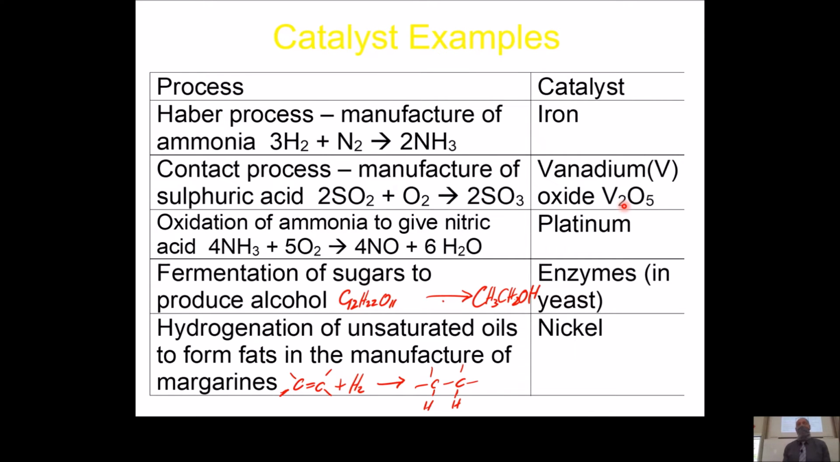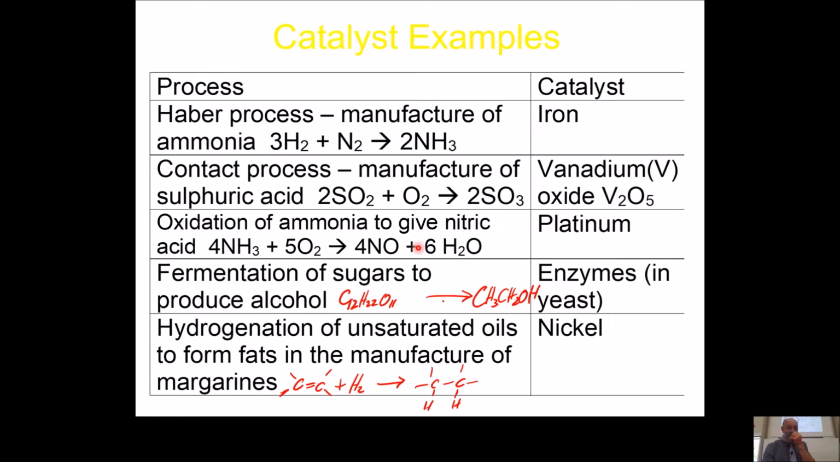Why is it called vanadium pentoxide? Not because there's 5 oxygens. What's the oxidation state of the vanadium? 5. There's a V down there, just next to chrome. Okay? So if each oxygen there is -2, then the total oxidation state of the oxygens is -10. There's 2 vanadium, so each vanadium must be +5. Got it? So that's the contact process.